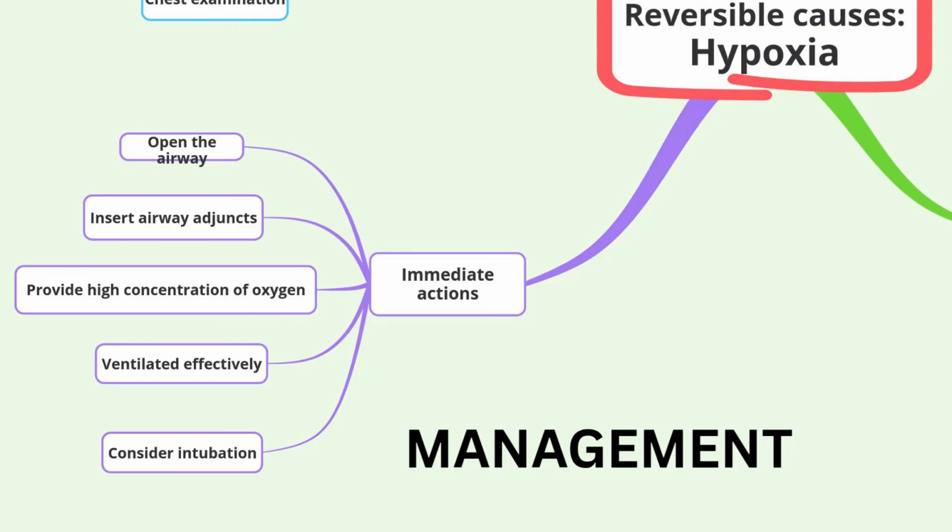If hypoxia is secondary to a treatable cause, for example asthma or anaphylaxis, initiate cause-specific management alongside ALS. In patients with hypoxia as the primary insult, early effective oxygenation and ventilation are more likely to result in ROSC than defibrillation or adrenaline alone.